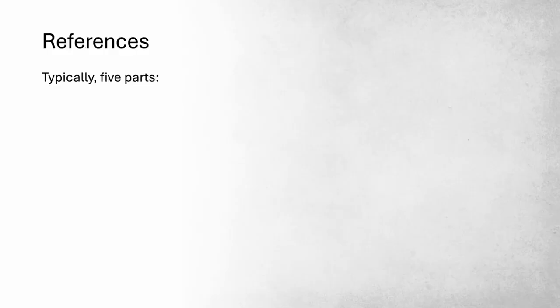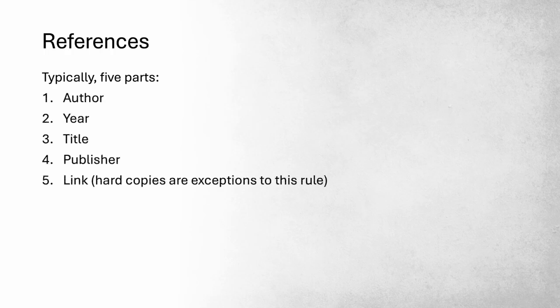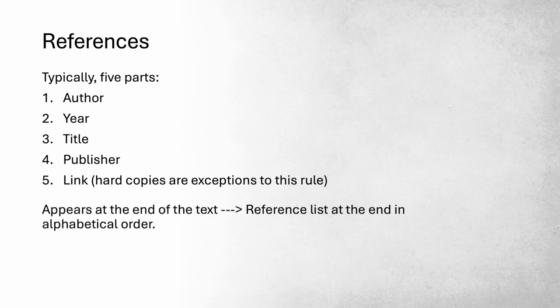References. Typically, there are 5 parts in a reference: the author, the year the source was published, the title of the thing that you're reading, the publisher, and the link. Obviously, hard copies are exceptions to this rule, but we are using fewer hard copies because a lot of our sources are now available online. References appear at the end of our text in a reference list in alphabetical order by author. I'll show you an example of this in just a moment.